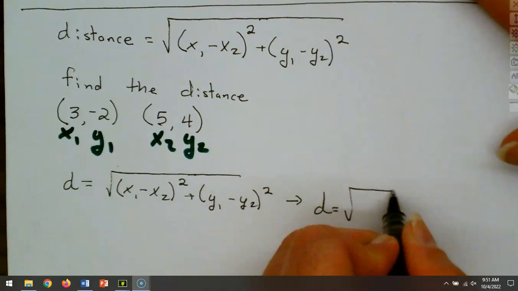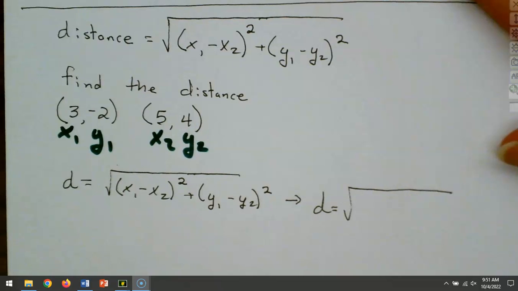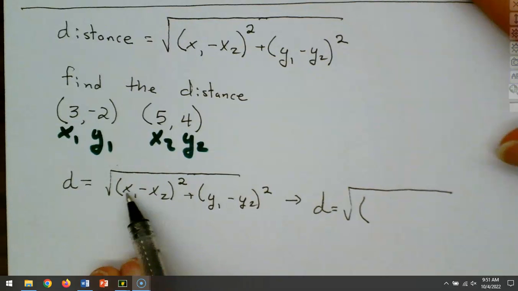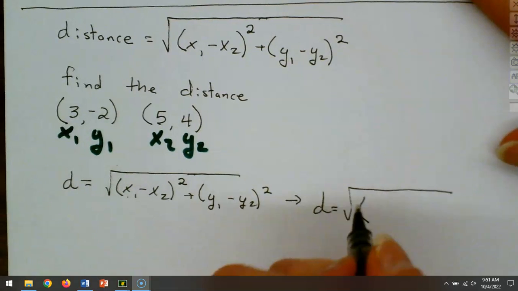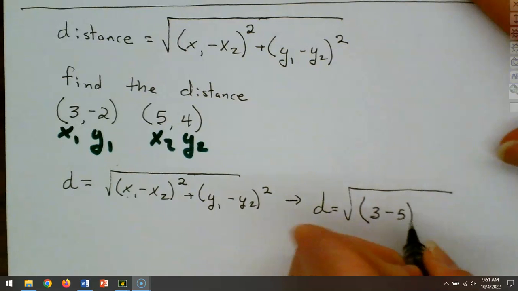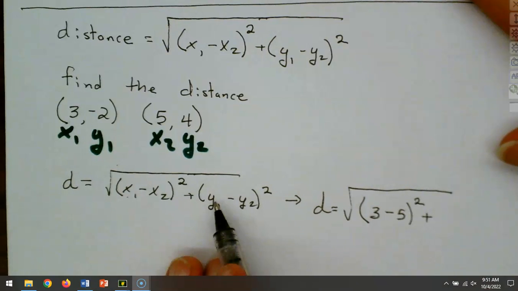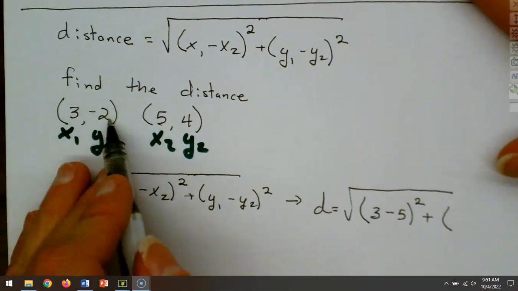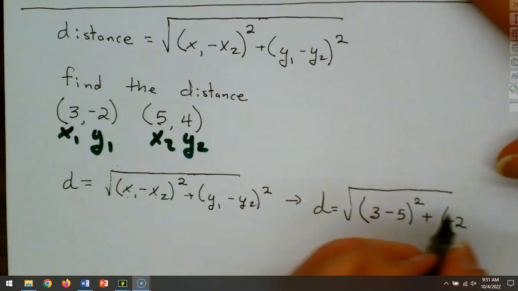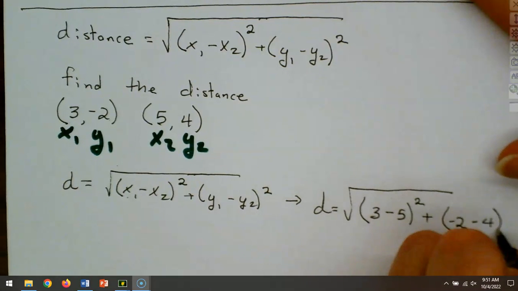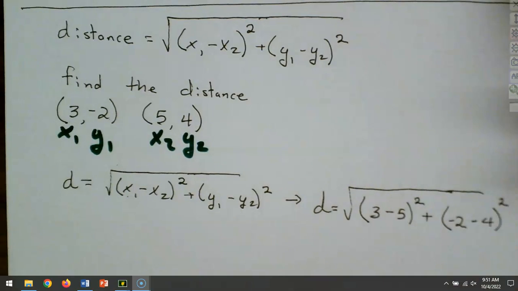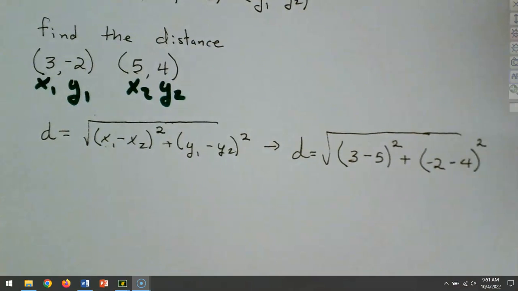Where students make a mistake a lot of times is with the negatives. We are subtracting these. So it's x1 minus x2. So it's 3 minus 5, quantity squared, plus y1, which is a minus 2, minus y2, which is a 4. And then we have to square, right? Okay, so that's what we're doing. Watch out for double negatives. If you have any, remember, a double negative makes that positive.